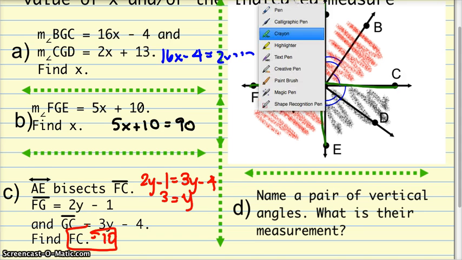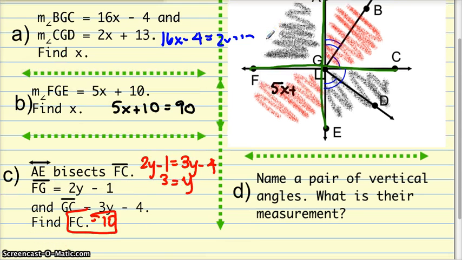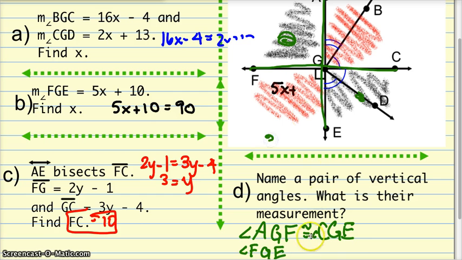One thing I noticed in class is that students are still struggling naming angles. So this one up here is angle AGF, and it's congruent to this angle down here, which is angle CGE. And they're congruent because they're vertical. And then finishing up, angle FGE is this one down here in red, and the other one over there in red is angle AGC. And their measurement is 90 degrees because of that little mark right there.